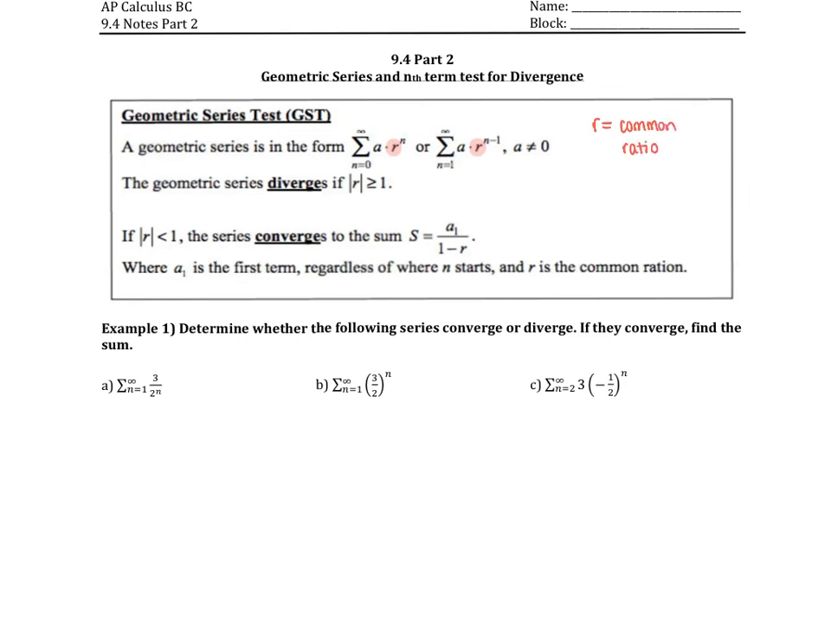So when that common ratio is greater than or equal to 1, we know that those terms are going to get larger and larger, so the geometric series will diverge. If the absolute value of r is less than 1, then the series is going to converge, and that sum is going to be equal to the first term over 1 minus the common ratio. So this is a formula that you probably learned first back in Algebra 2.